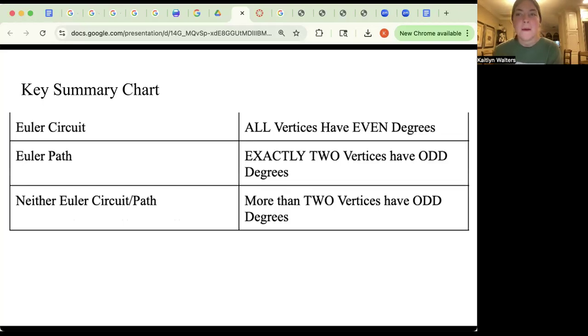One quick way to check if you are dealing with an Euler circuit or Euler path is using the key summary chart. An Euler circuit, easily defined, is all vertices having even degrees. An Euler path is exactly two vertices having odd degrees. And neither Euler circuit nor path is when more than two vertices have odd degrees.